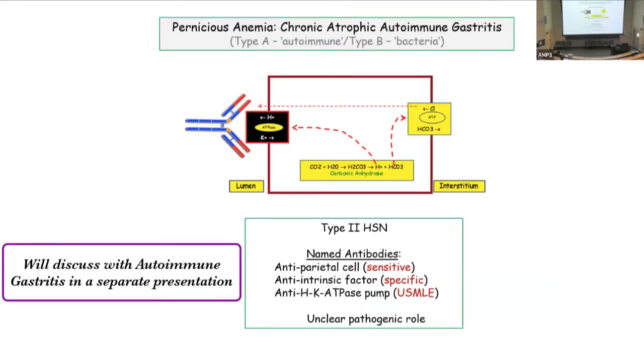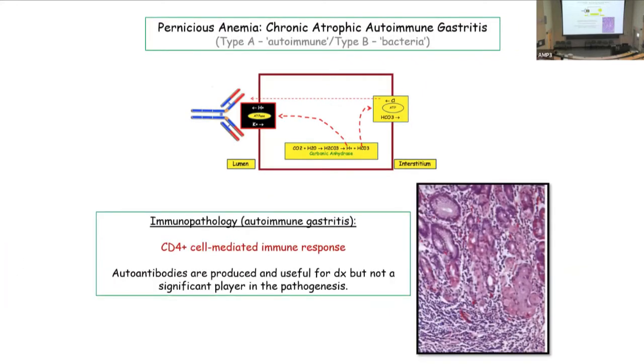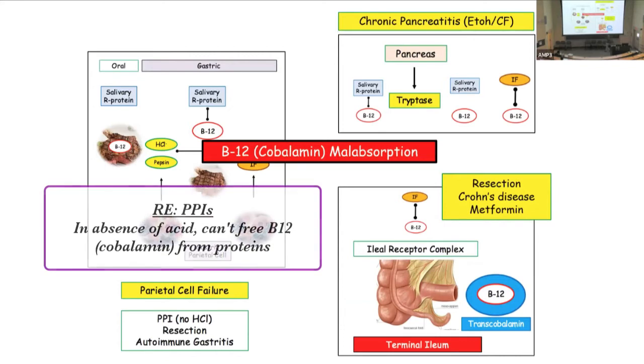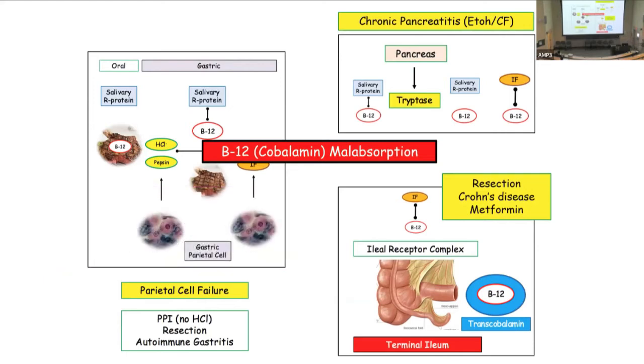This, I am not going to do it again. We clearly killed this yesterday, just naming the antibodies on this slide. The antibodies are a marker of disease, but it's a lymphocytic CD4 cell-mediated immune response. So those are the causes. We had parietal cell failure. Among the parietal cell failure, we said autoimmune, but proton pump inhibitors also put you at risk. It's related to the acid, not because of its effect on the parietal cells. So those are the players.